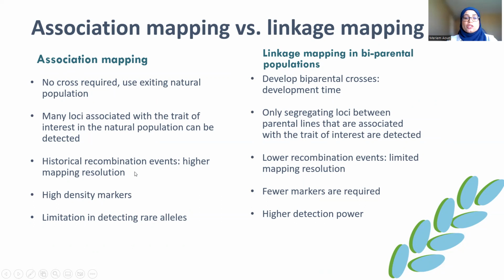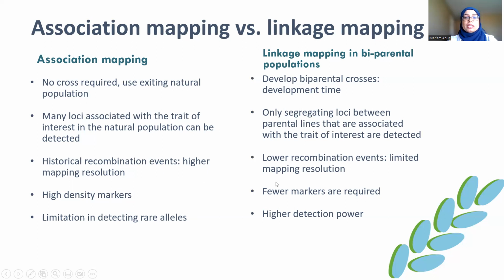The GWAS, or association mapping, has higher mapping resolution, and that's because we have higher recombination events in the natural population compared to fewer recombination events between the 2 parents in a biparental population, which results in limited mapping resolution in linkage mapping. Because we have a high number of recombination events in a natural population, we need a higher density of markers to detect these recombination events.